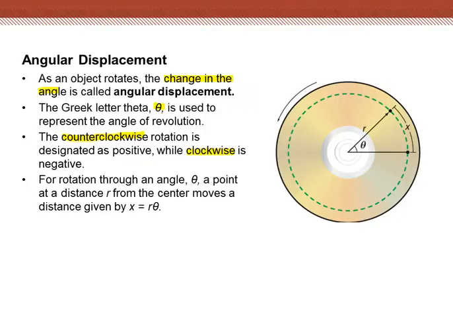For rotation through an angle theta, a point at distance r from the center moves a distance given by the equation x equals r theta. So this is the arc length formula, if you've had it in geometry or one of your other math classes. To find the distance that we move along the curve, that is r times theta. So this distance along the curve, we can find by multiplying the radius by the angle through which we rotate.